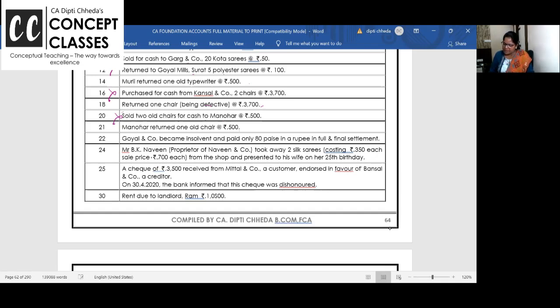Naveen took away 2 silk sarees from the shop and presented it to wife. This is like drawings. If I have a mobile store and I take one mobile for my spouse, you know the entry? It's drawings. Don't say it is sale. Drawings account, debit to capital, purchases. Purchase goods is going out. So we'll record. A cheque of 3,500 received from customer. Related other than bank, we will record. Rent due to landlord. Of course, I will record. I have not paid, but if it is due to the landlord, I will record.